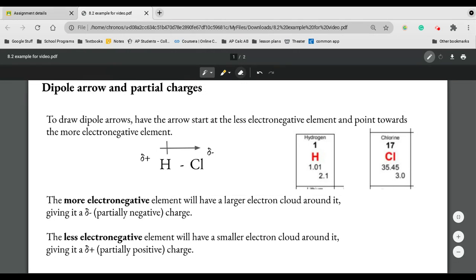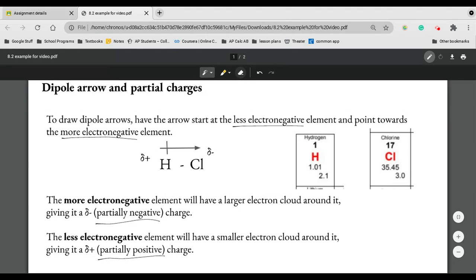So today we will be drawing dipole arrows and partial charges. To draw these dipole arrows, we have to have the arrow start at the less electronegative element, which has a partially positive charge, and then point towards the more electronegative element, which has a partially negative charge. And this arrow is signifying the movement of an electron from that less electronegative element to the more electronegative element, as the more electronegative element has a stronger pull on that electron.